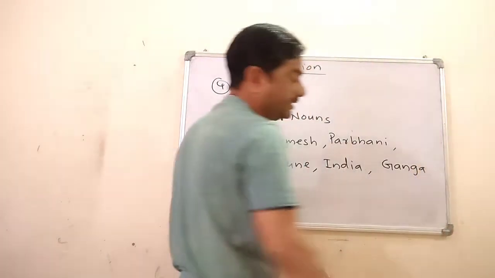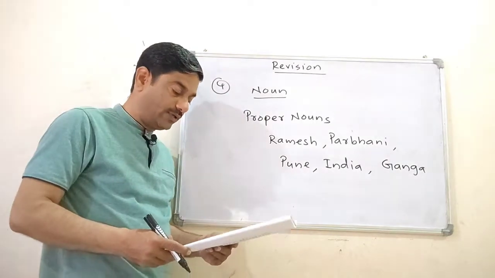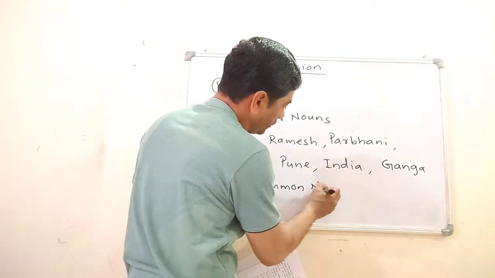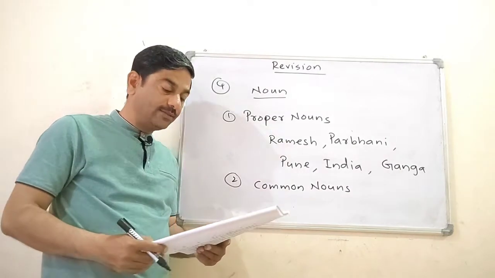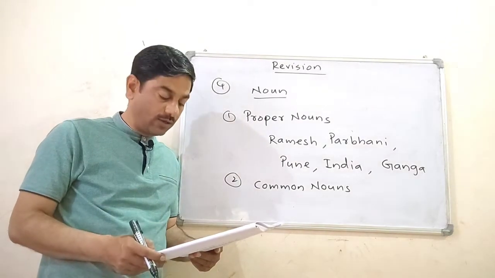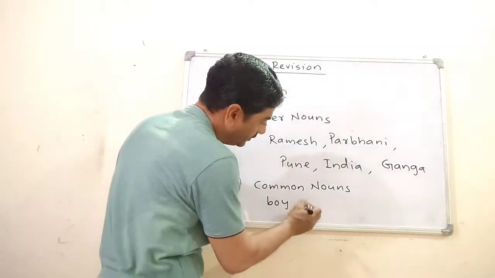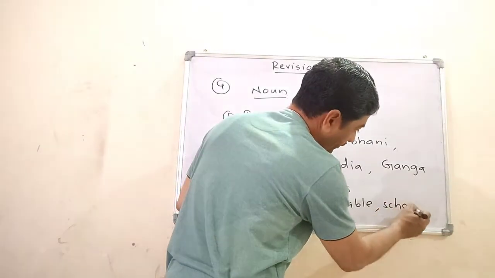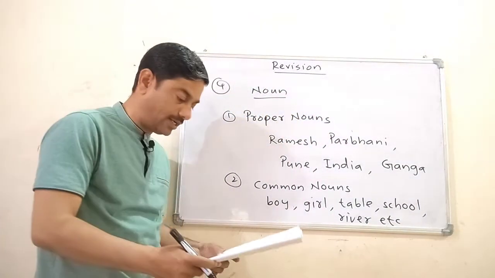So all these are examples of proper nouns. Another type of noun is common nouns. So what are common nouns? The names that are common to all persons, places or things of the same kind are called common nouns. For example, boy, girl, table, school, river, etc. All these are examples of common nouns.